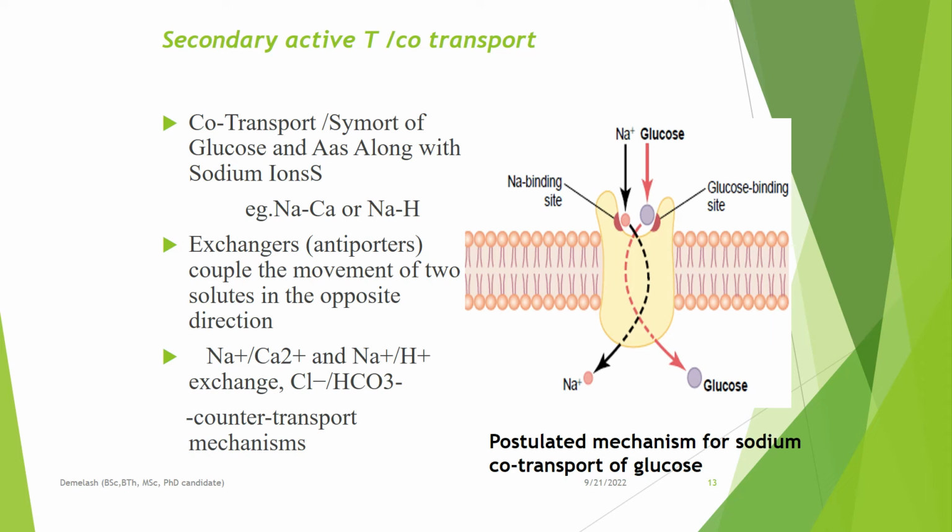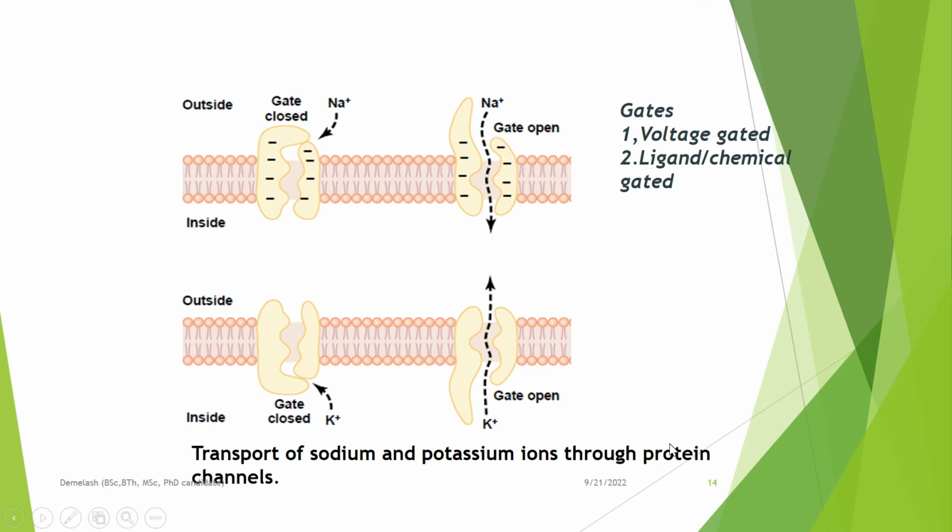So the co-transport or import of glucose alongside sodium ions will occur. This is a co-transport or import. An exchanger or antiport couples the movement of two solutes in opposite directions, like sodium-calcium and sodium-hydrogen exchange, or chloride-bicarbonate exchange. This is a counter-transport mechanism. So this is a potential mechanism for sodium co-transport of glucose.